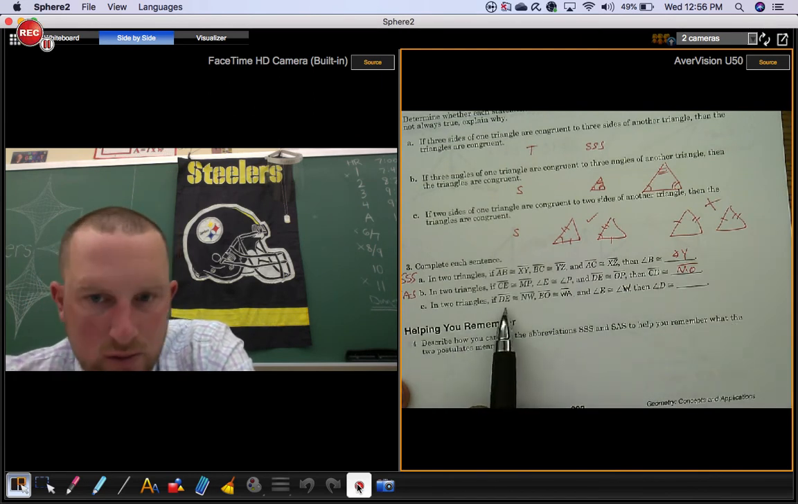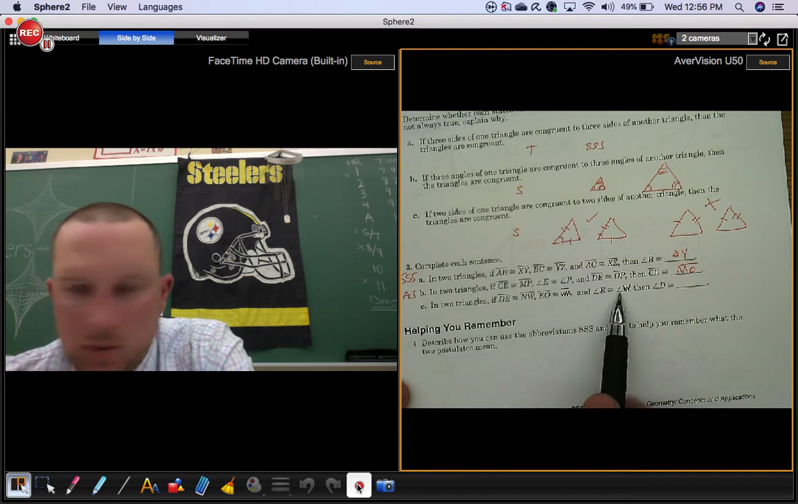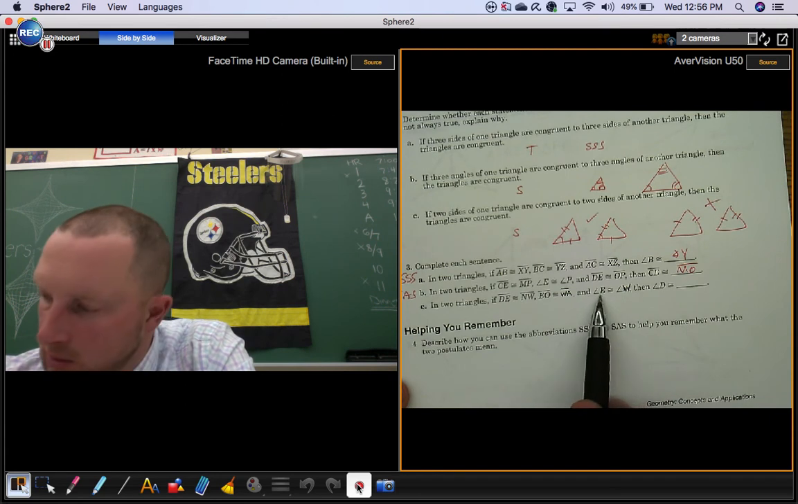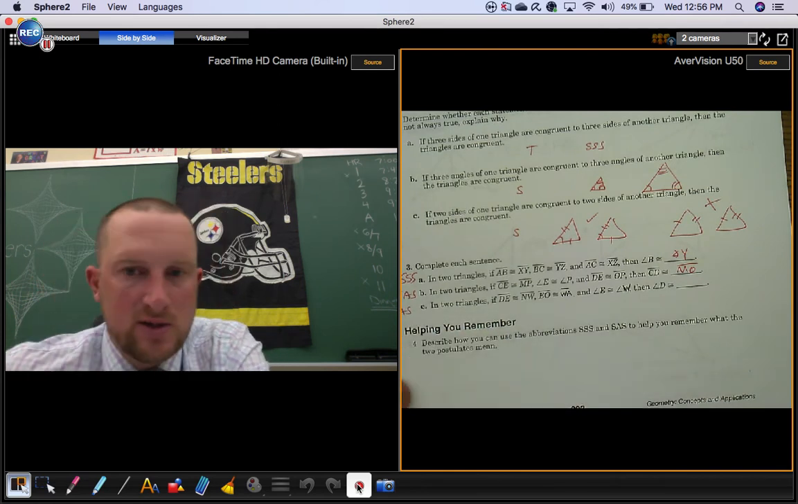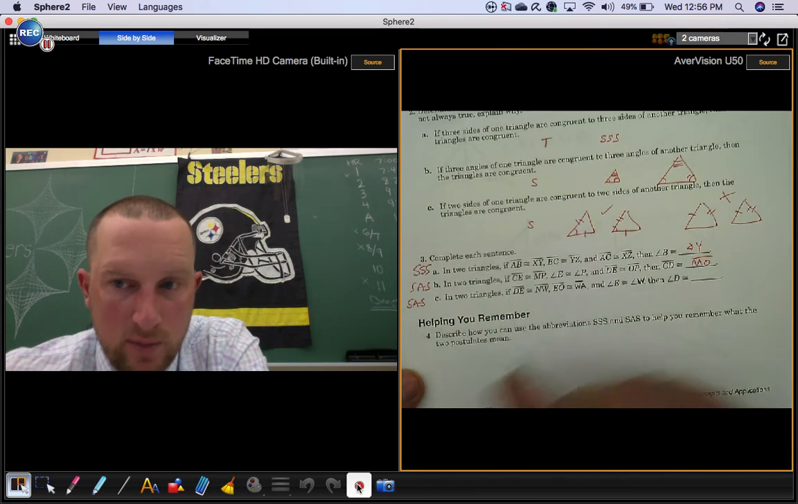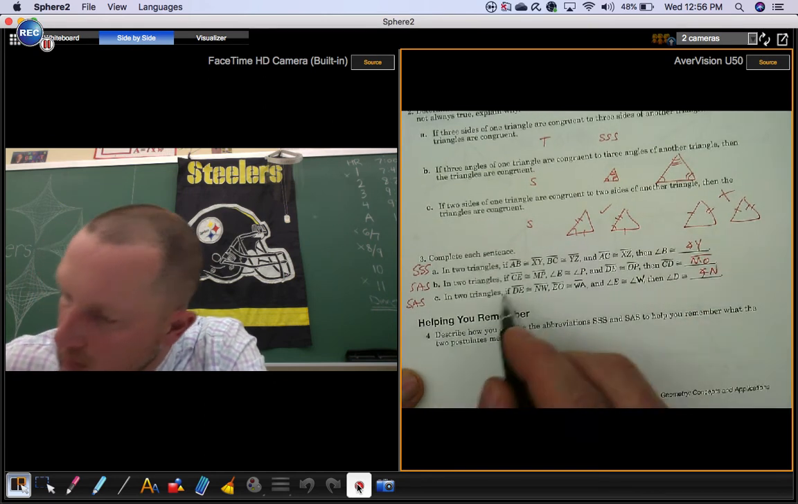In two triangles, we have congruent segments and congruent angles. Are these congruent angles included? Angle E, angle W. That's side angle side as well. So the triangles are congruent. What is angle D congruent to then? It's got to be congruent to angle N.